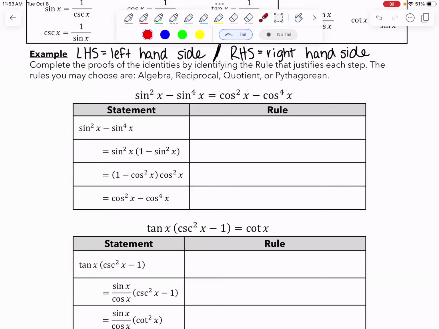The first statement, sine squared x minus sine to the fourth x, is not a rule; that is just what the left-hand side was to begin with. To get from this first step down to here, it looks to me that a sine squared was factored out, because then I was left with 1 minus sine squared x. Factoring is just algebra. So that was algebra that was done to get from line 1 to line 2.